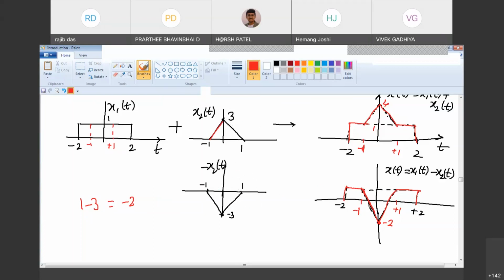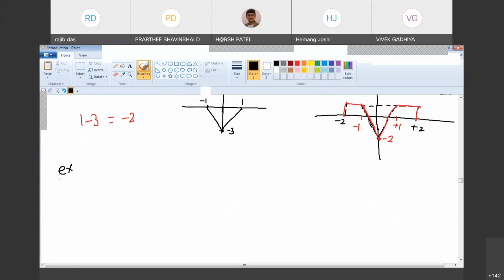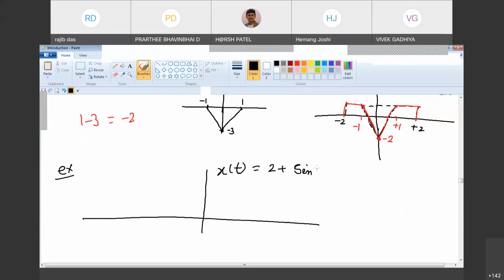Okay, let me take one more example, then it will probably be clear. Can I draw x(t) equal to 2 plus sine 4 pi t? How can I draw this signal? You see it is the addition of two signals. One is 2, which is a DC only; it is not changing with time. So that one I can draw first.